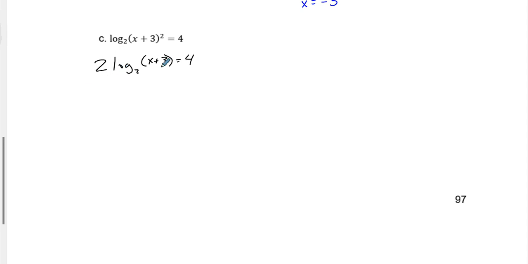Now we don't even have our log by itself. So in order to get that logarithm by itself, we would have to first divide both sides by 2.